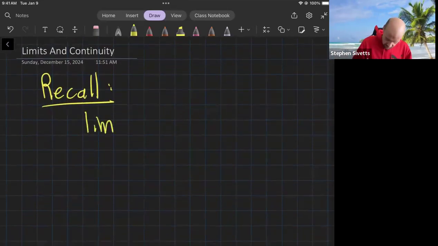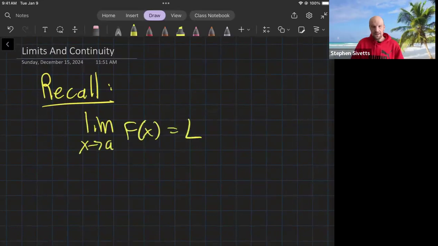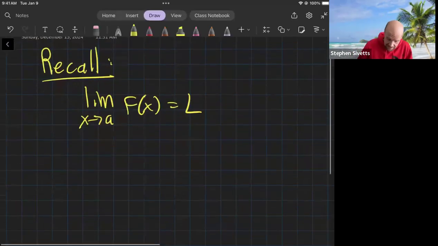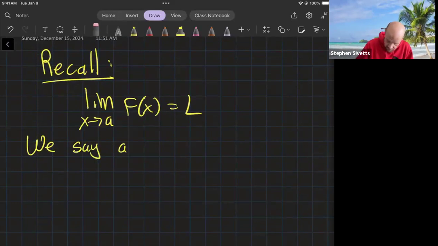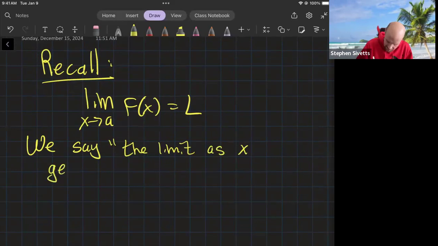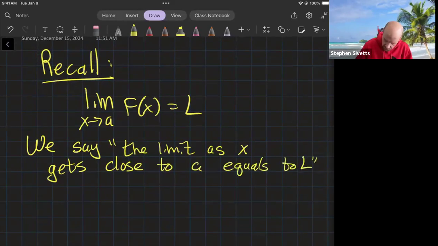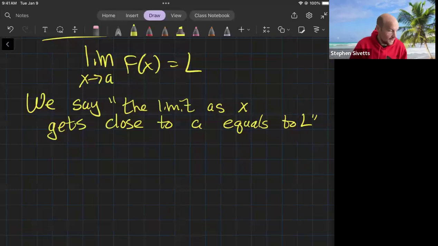So really, this is the mathematical notation of what a limit is in calculus, right? So we say the limit as x gets close to a of f of x equals L. So we're looking at the behavior of a function, right?